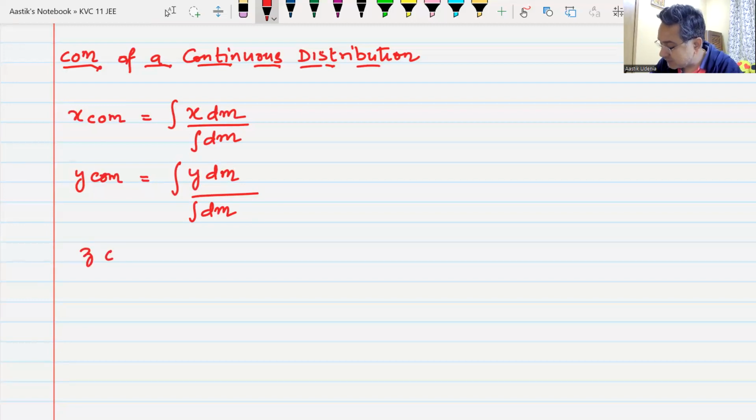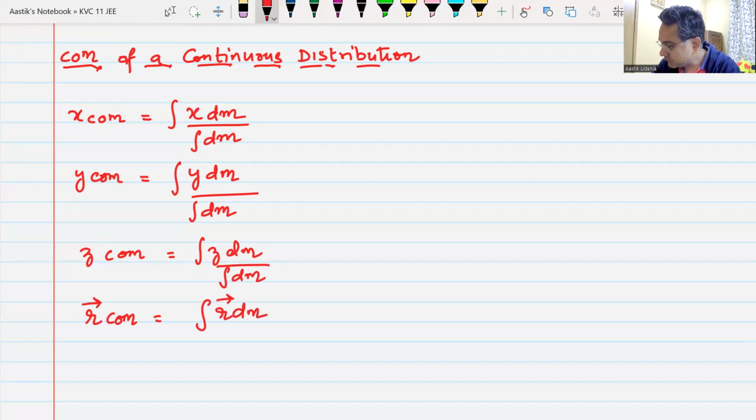The z position of the center of mass, very hardly you will come across any question where you have to find the z coordinate. Normally, most of the bodies will be two-dimensional bodies. If it's a three-dimensional body, it would be at the center of the body, unless and until they make a question like this. Anyways, if you had to find out, it will be integral of z dm divided by integral of dm. In fact, if I have to write the position vector of the center of mass, I can write it as integral of r dm divided by integral of dm. This integral of dm actually means the total mass of the body. Do we understand this?